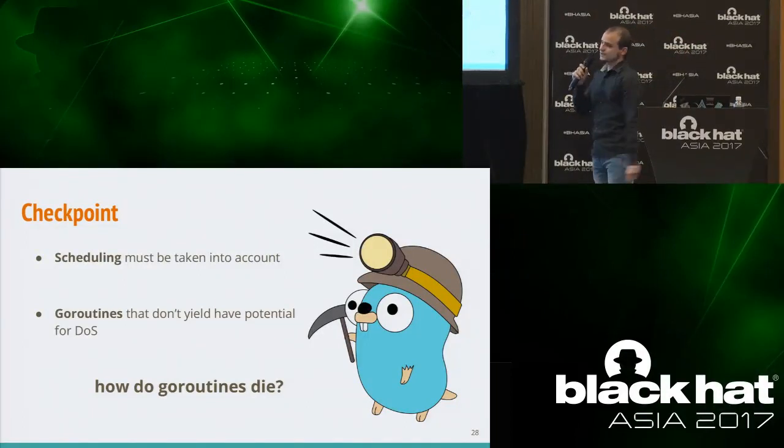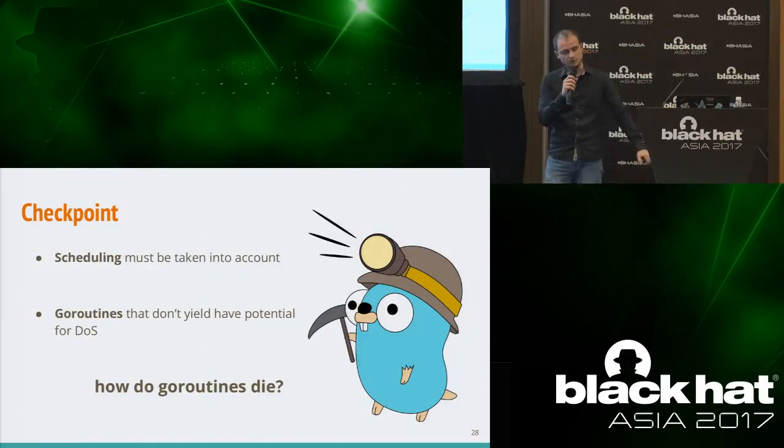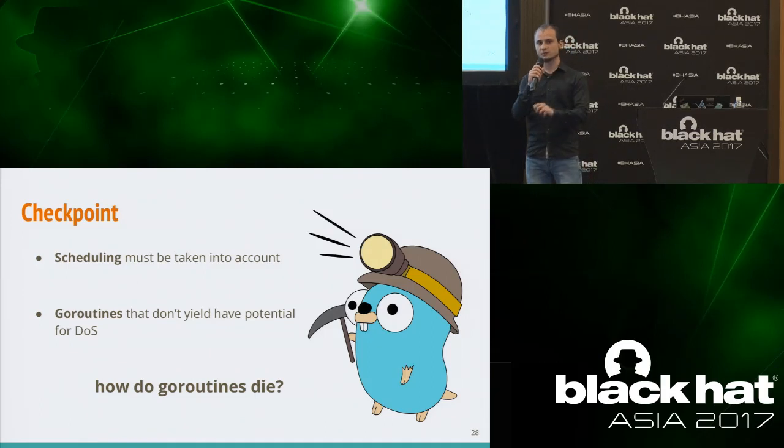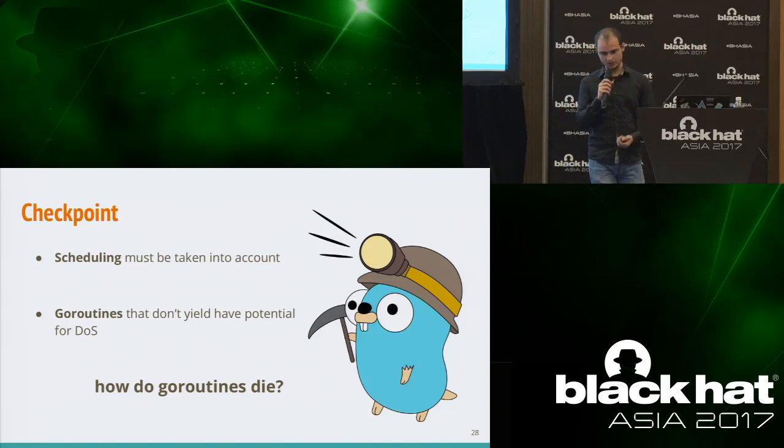So, goroutines have to yield execution. Scheduling must be taken into account. While you write your code, be sure to put some yielding call in your loops if you want them to be scheduled in a nice way. The scheduler is not preemptive. It cannot preempt a goroutine. It can only wait for it to yield execution.